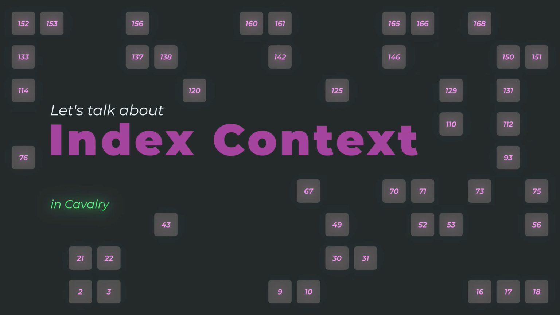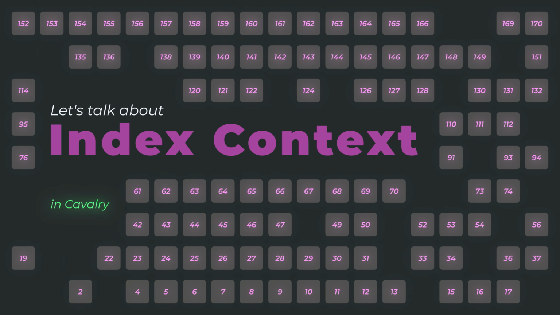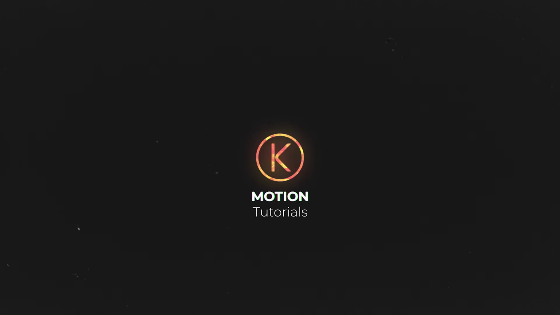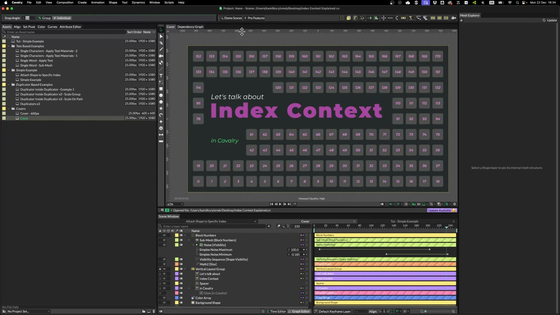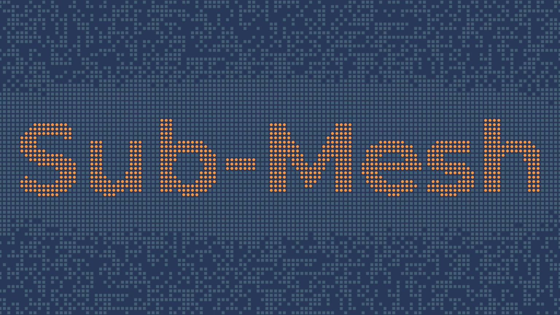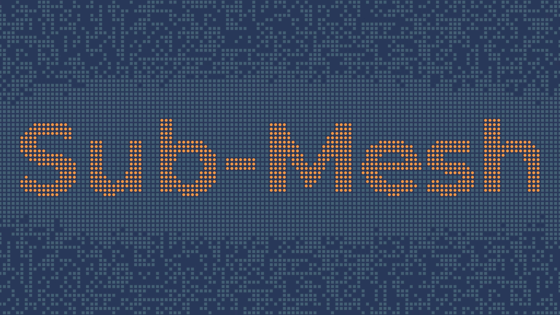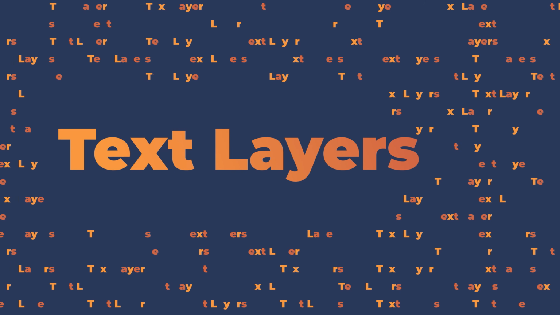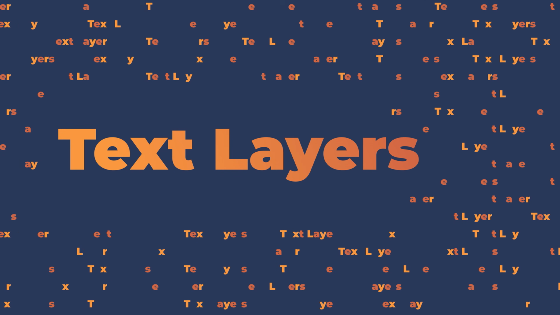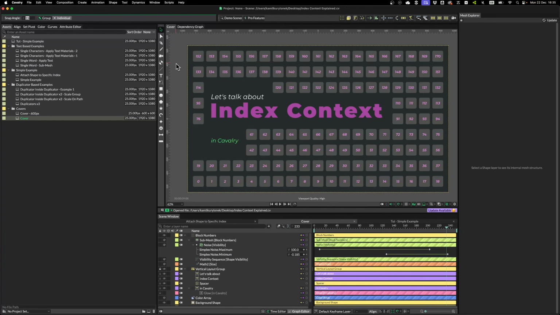In this tutorial, we will learn about index context. Before we start, I just want to mention that you should check out my 2 other videos where I talk about submeshes and text layers inside Cavalry, and they will provide you with extra information about working with shapes in Cavalry in a more procedural and controlled way.